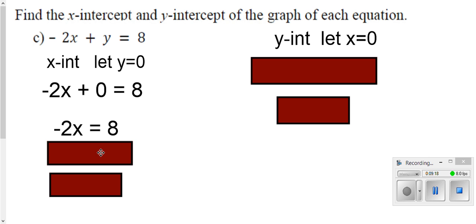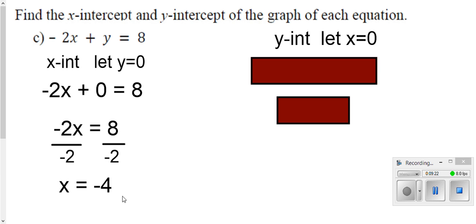Then we'll go ahead and divide by negative 2 and get x equals negative 4. The x-intercept is at negative 4. In the next problem, we'll go ahead and graph these x-intercepts. Right now, we're just solving for them.